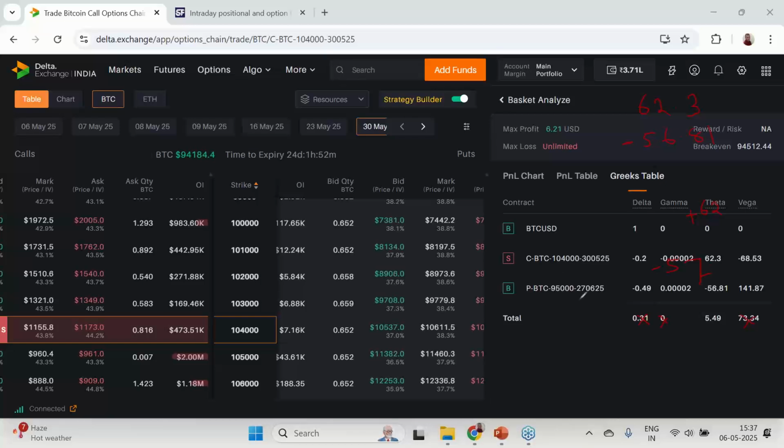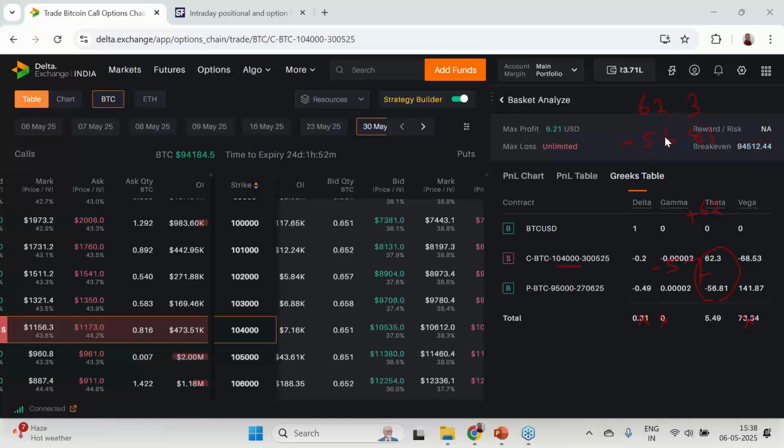The 95,000 put option will be losing the intrinsic as well as time value. However, the 1,04,000 strike call option also will be increasing, but we are more concerned about theta. We are not concerned about any other factor. We have just landed with a 5 point or $5 positive theta. So this is what we have initiated.